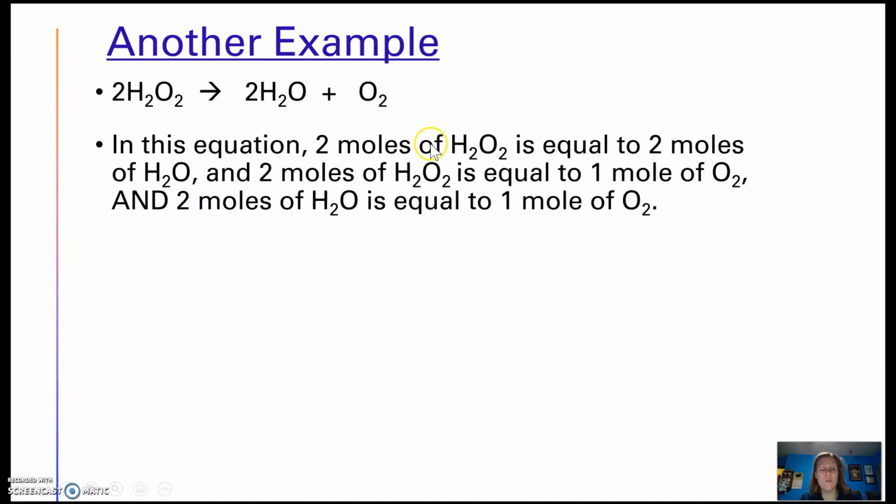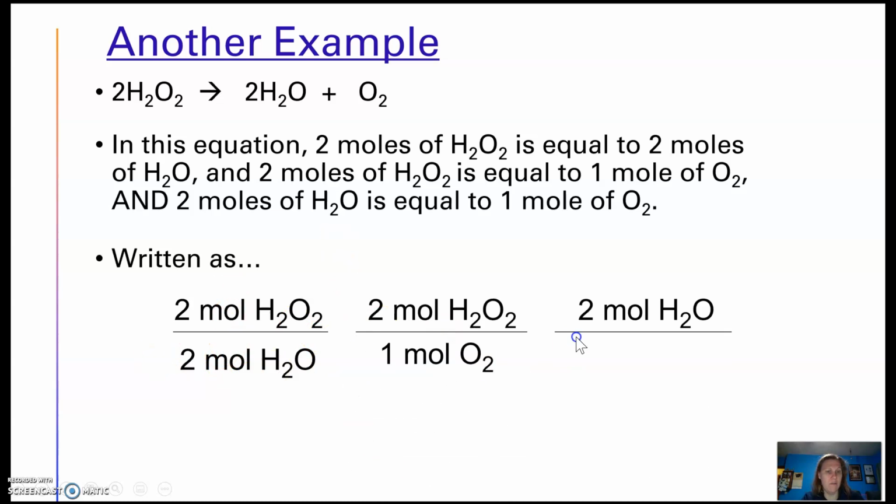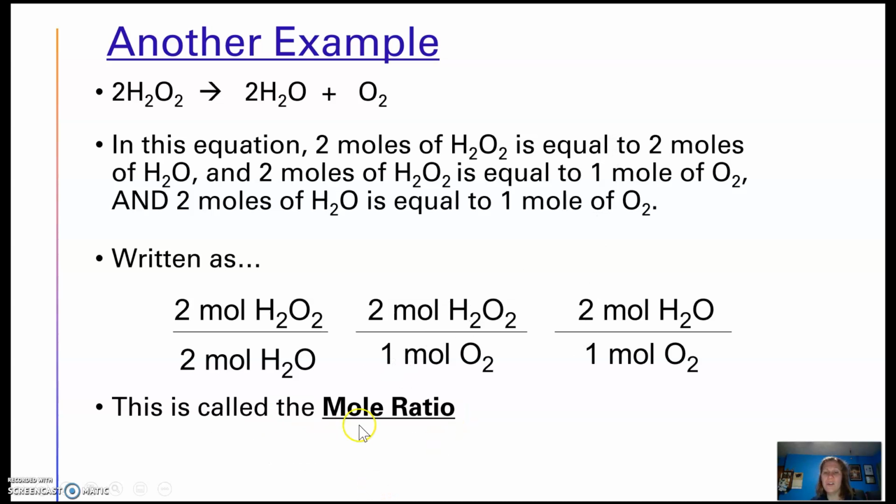So when everything's equal, you can use them as fractions or things in ratios like this. These would be parts of our railroad grid. And these could be top to bottom, bottom to top. So these are the fractions, our conversion steps. But what this is called is mole ratio. So it's the ratio of moles in the chemical reaction.